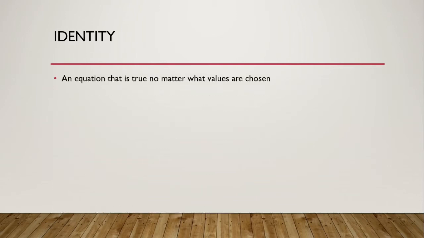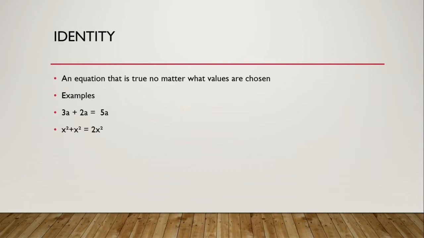Identity. What is an identity? Identity is basically an equation that is true no matter what values are chosen. In other words, an identity is an equation that is always true. So for example, 3a plus 2a is equal to 5a. That is what we call an identity. It's an equation, but it's an equation that can't change. It is always true. Anything from the left-hand side is equal to the right-hand side. So 3a plus 2a is equal to 5a. There's no other answer it could be.